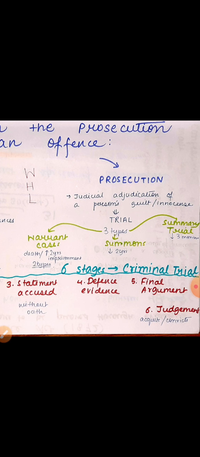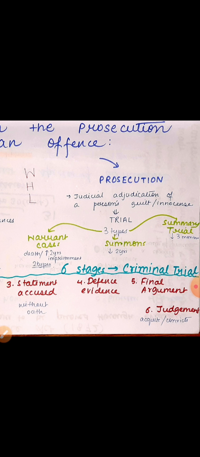Then we have the fifth stage, final argument. What happens here? The prosecutor shall sum up the prosecution and the accused is entitled to reply. That's a final argument. For one final time, both the parties will have a debate and an argument on what the issue was and who was actually guilty or who was actually innocent.